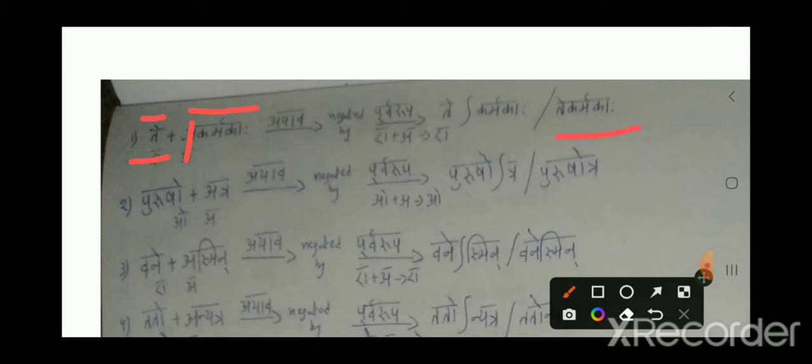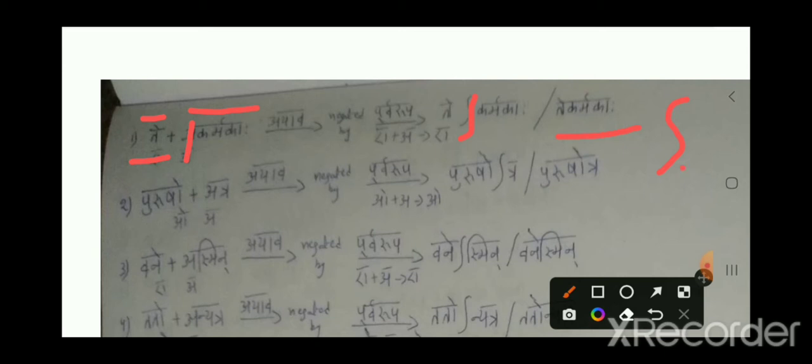And this final form can also be written with the avagraha. Avagraha means this symbol. This is known as avagraha. So te karmakaha can also be written as te avagraha karmakaha, just to denote that Sandhi has happened, which is a Purvarupa Sandhi. Here in te karmakaha, te is its Purvarupam and A is dropped off. So to denote that, we will mention avagraha.